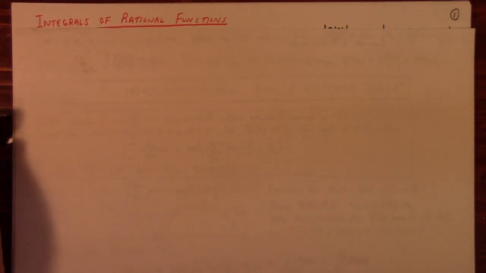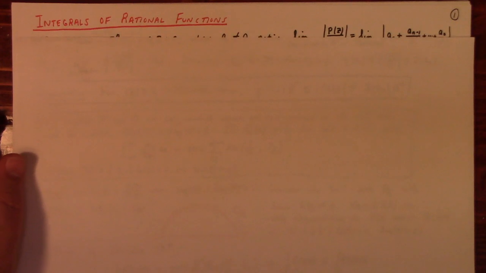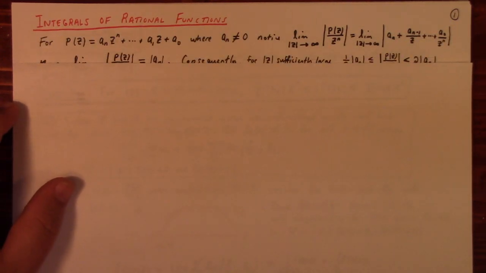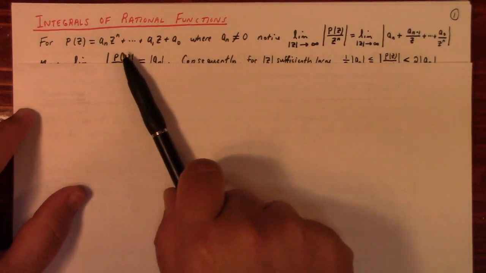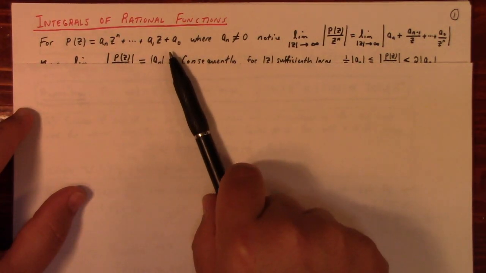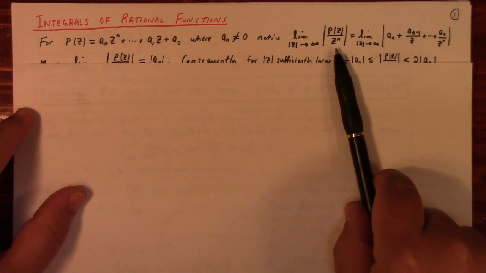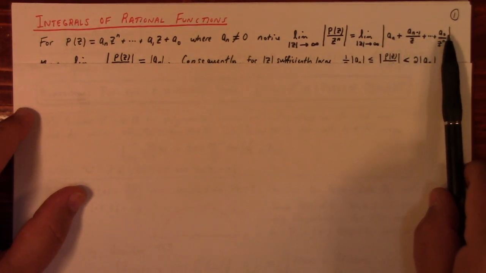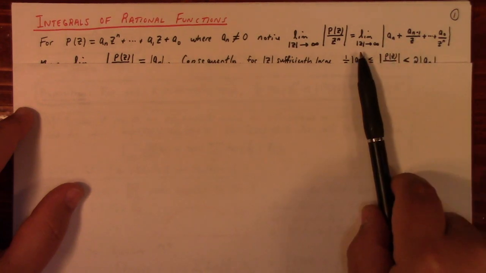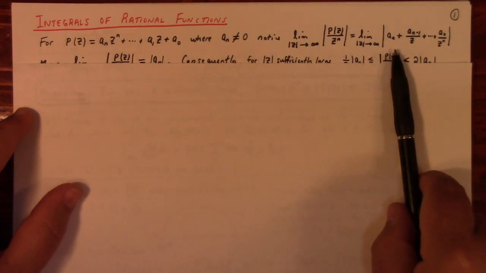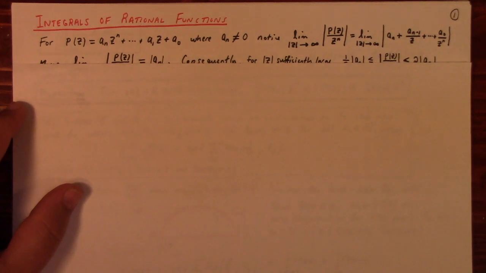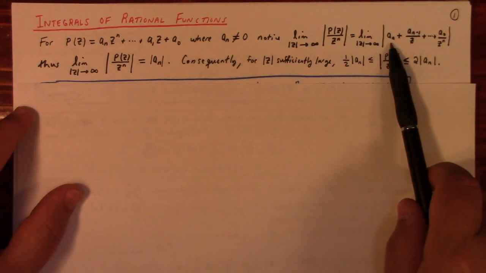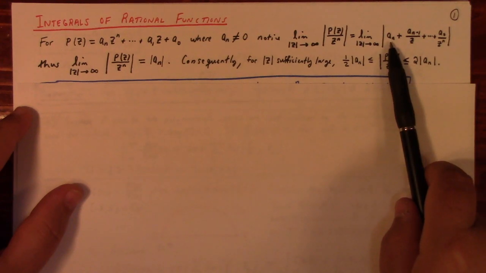Let's get to it. So first of all, integrals of rational functions. When we look at a polynomial, say a_n z^n, and so forth and so on down to a_0, if we divide that by z^n, we get a_n plus a_(n-1) over z plus, and so on, plus a_0 over z^n. And if you think about the limit as the modulus goes to infinity of that expression, it's fairly clear that everything there dies except for the leading coefficient, right?